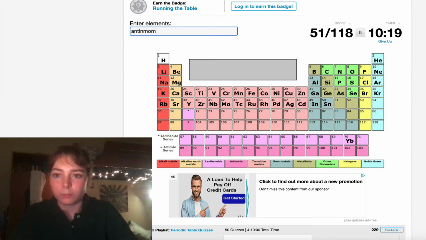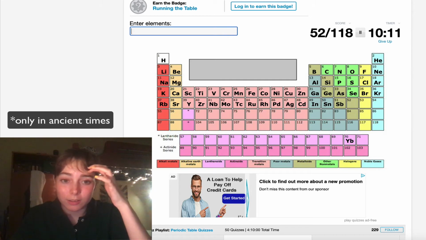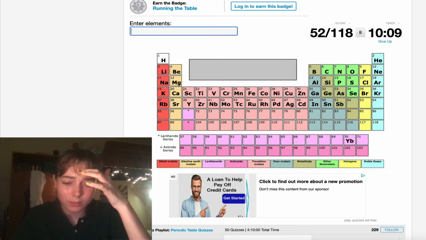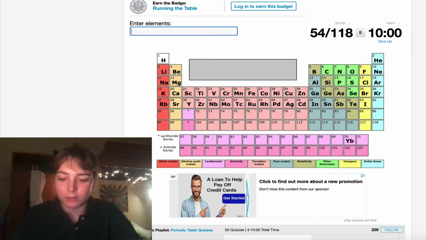Antimony. That's what is in eyeliner, I think. I don't know much about all of the individual elements, but I think that is what is in eyeliner. It's antimony. Then tellurium. I usually forget this one, so I'm surprised I remembered it. Iodine, which is an easy one. Iodine and xenon. And then cesium and barium.